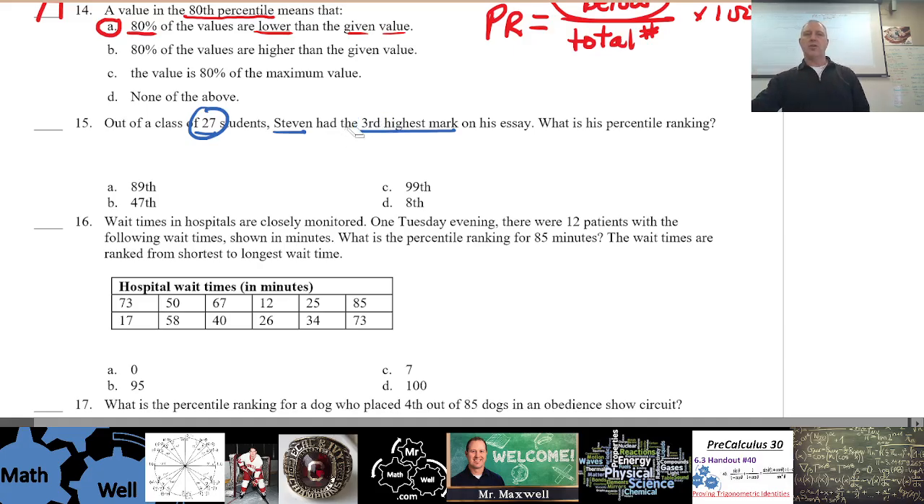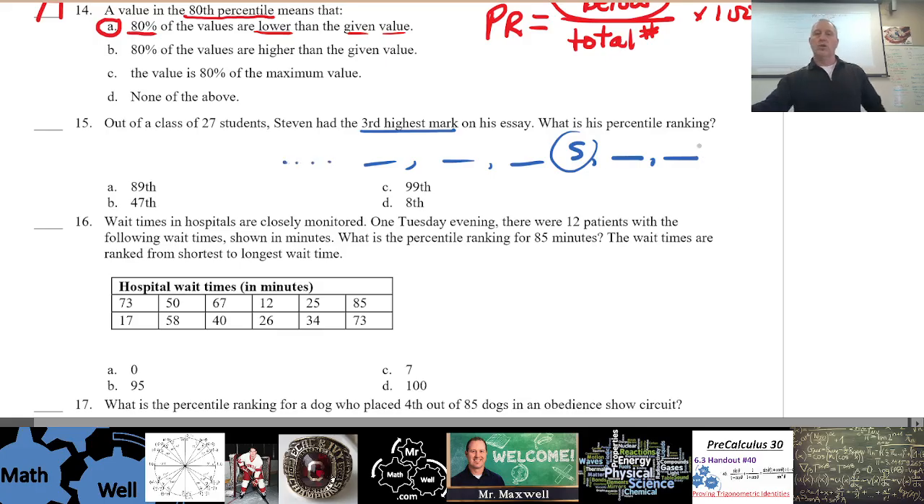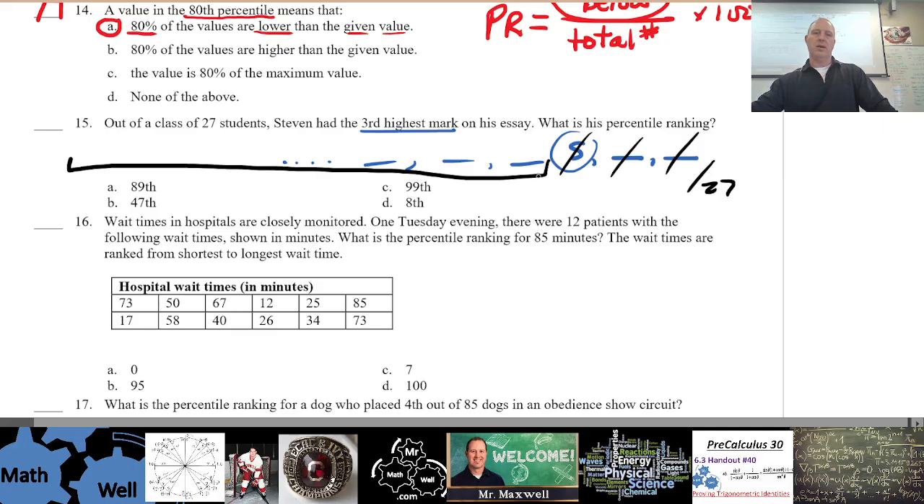So remember, this is the third highest mark. So there's a mark that's above Stephen. So here's Stephen. There's one mark that's above him. And then there's another mark that's above him, right? He's the third highest. And then there's a bunch underneath him, right? So we have to take away from a total of 27. I have to take this one away, and I have to take Stephen's mark away to get the number of grades that are less than him. Okay? So how many would be below Stephen's mark?